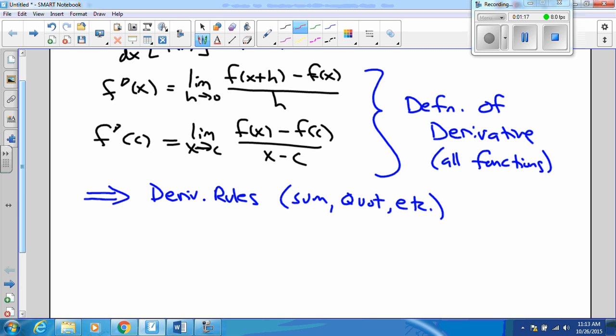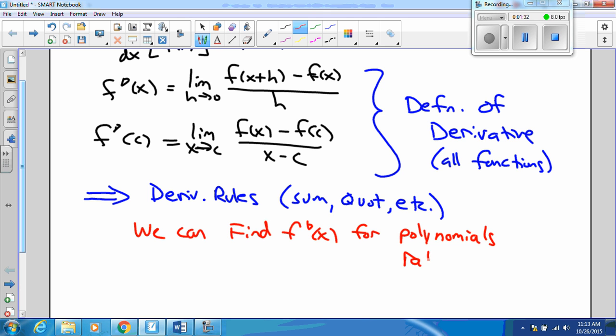And this allowed us to compute derivatives for polynomials and for rational functions. And that's as far as we've got. What other kinds of functions are there out there? Exponential functions we haven't done yet. What else? Trig functions. Log functions.